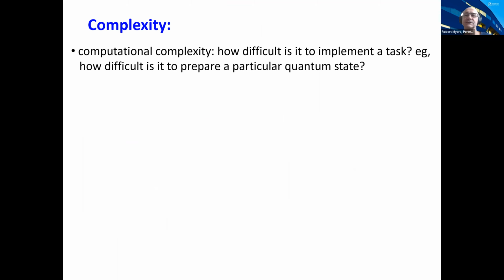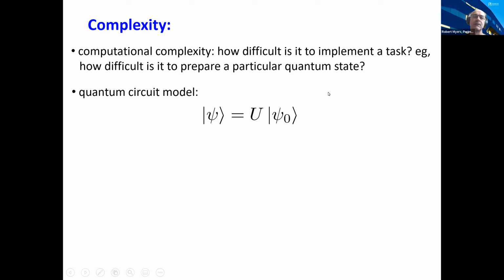How difficult is it to run a physics institute? How difficult is it to organize a conference? Those are questions we might ask all the time. But today our question is, how difficult is it to prepare a particular quantum state? And we're going to use a quantum circuit model that's been developed by quantum information theorists. And it takes the form that I've shown here.